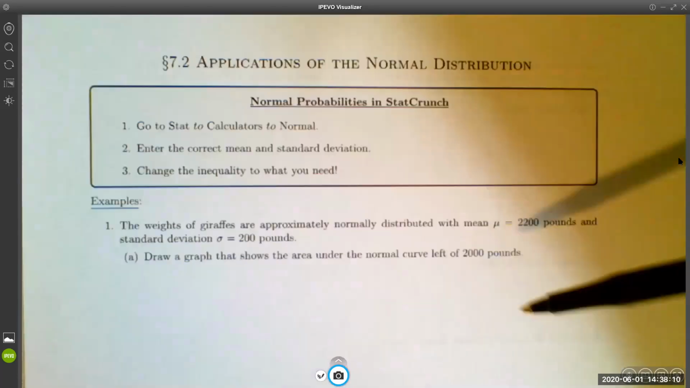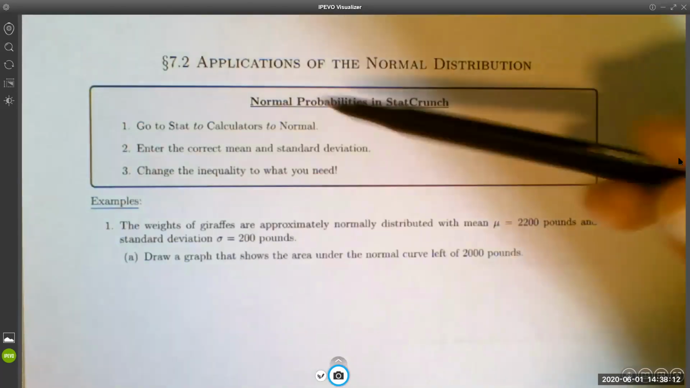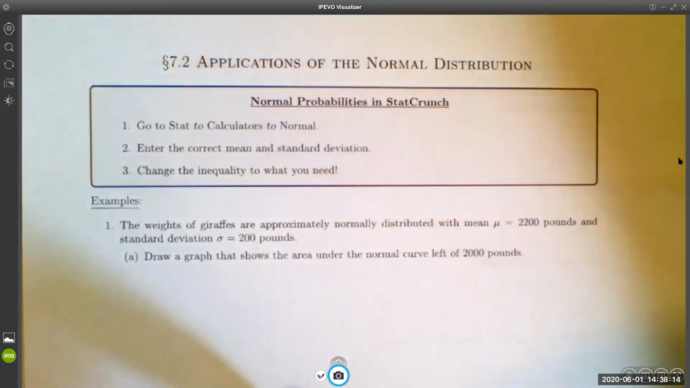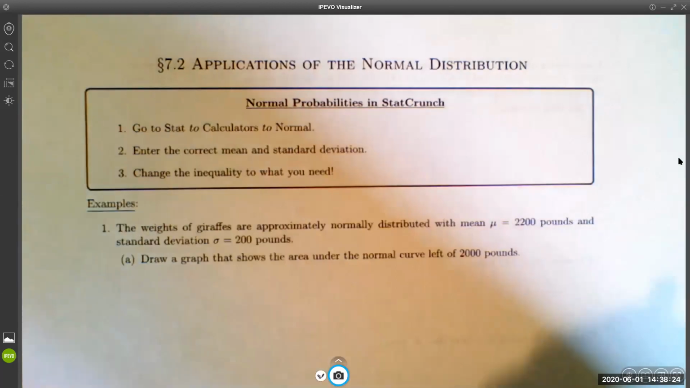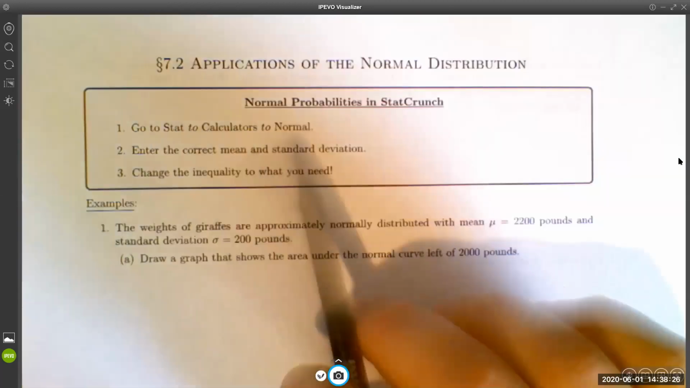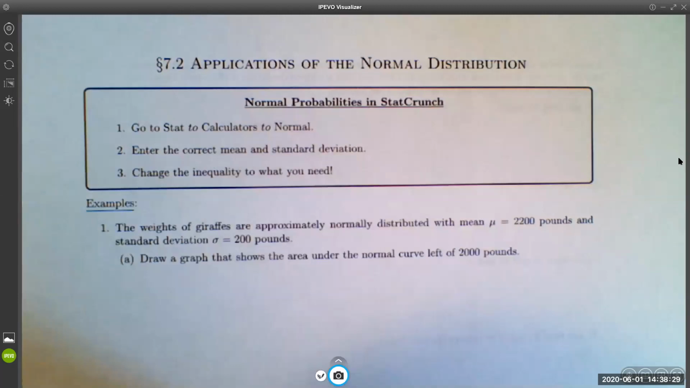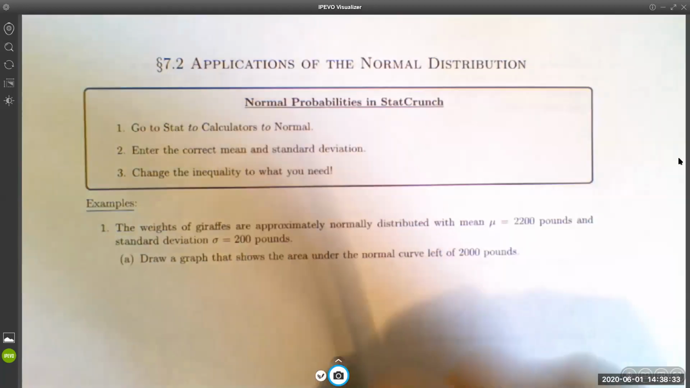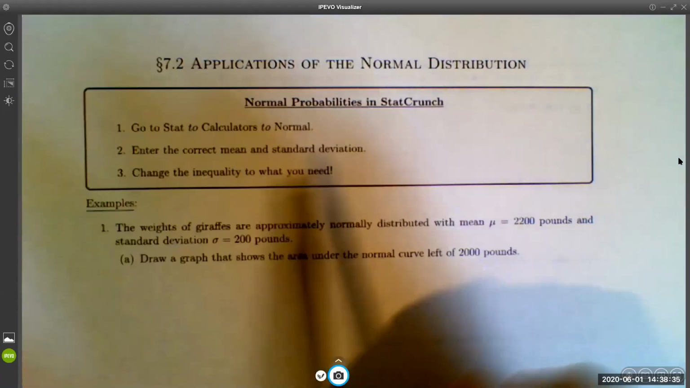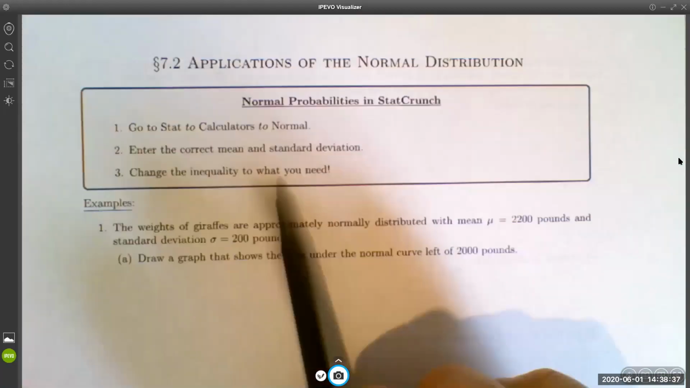So we're going to go to stat and then calculators and then normal. So remember when we wanted to compute probabilities involving the binomial variable, we went to stat, calculators, binomial. Now we want to compute probabilities involving the normal variable, so we go to stat, calculators, normal. And when you go there, you'll be prompted to enter something for the mean and something for the standard deviation, okay? And then, of course, you'll want to enter the probability that you're looking for.